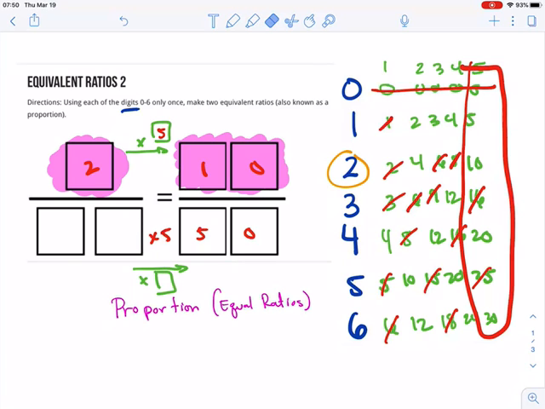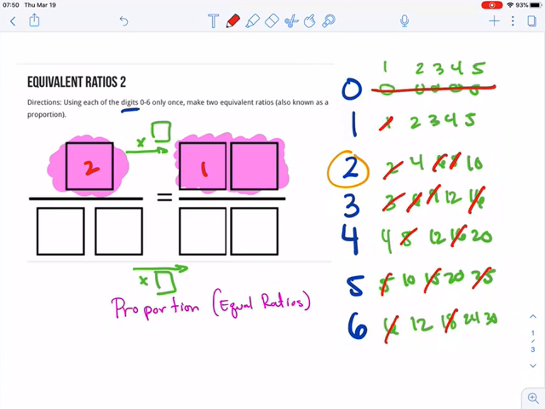Let's see. I can have a 2 and a 0, but I can't have a 2 and a 0 because I already used a 0. I can't use a 0. And that leaves me with only 1 and 5, and I already used a 1. Okay, so that really limits my options. So not 2. 2 is not a possibility. 2 is out of the question.